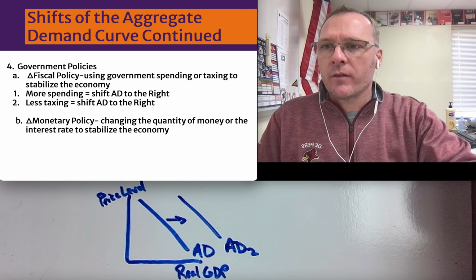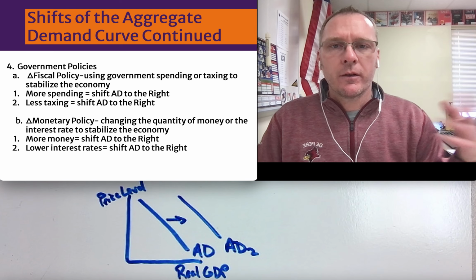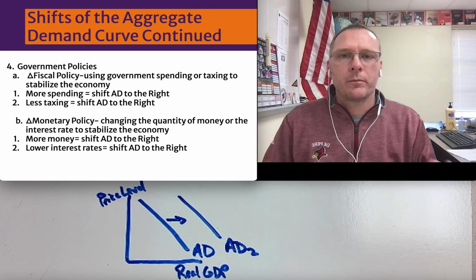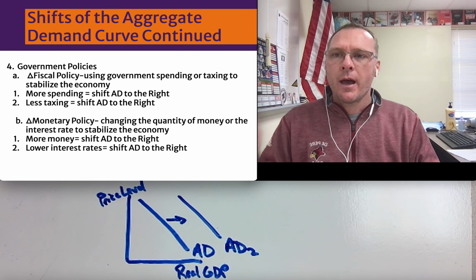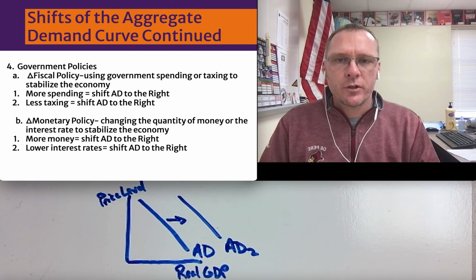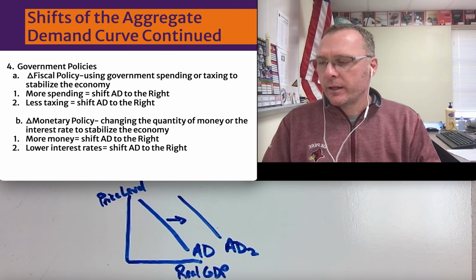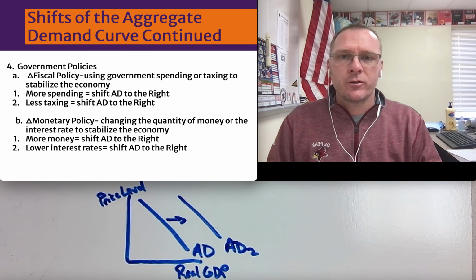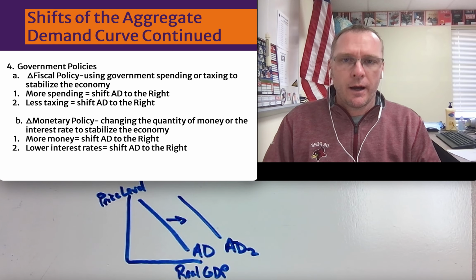Shifts of the aggregate demand curve. Now here's a couple that are new to us. Some of those other things kind of make sense from maybe even taking micro first, but now we can also shift that aggregate demand, not from a consumption standpoint, not from an investment standpoint, but what about that G, right? What about the government?